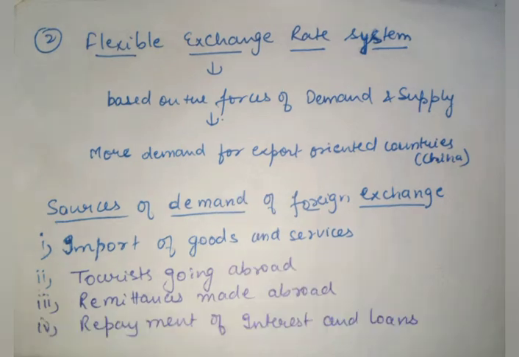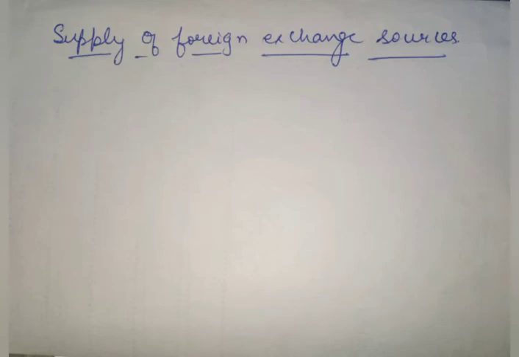Fourth, repayment of interest and loans. When we have to pay interest and repay loans to foreign lenders, such as the United States, we need foreign exchange as they will not be accepting payment in Indian rupees. That is, we need US dollars to make such payments. From where will we be getting this foreign exchange?